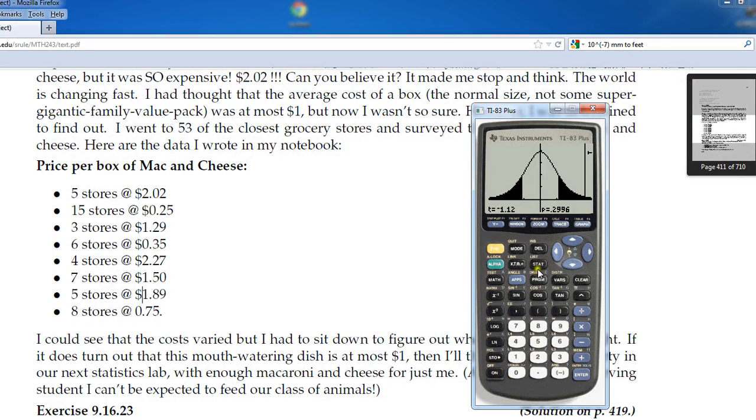They gave it to us in a nice frequency distribution way, so we're going to go ahead and utilize this. $2.02. I'm just going to throw the numbers in first. 25 cents a box. $1.29. This doesn't mention sales or anything like that, or quality. You have no idea if you're comparing apples to apples here. Maybe you're looking at different quality levels.